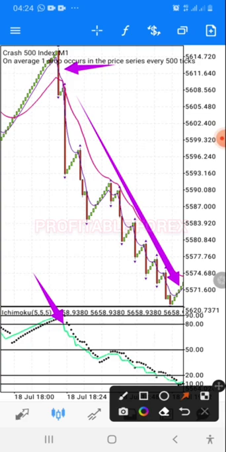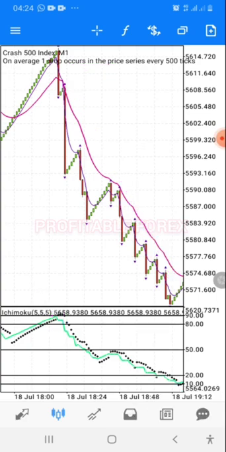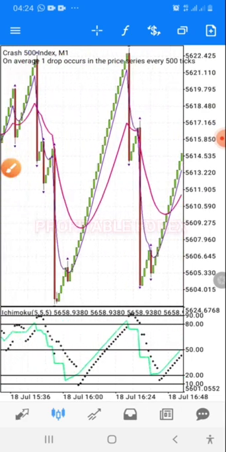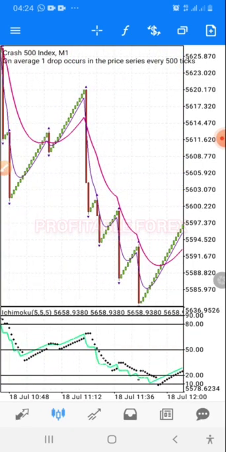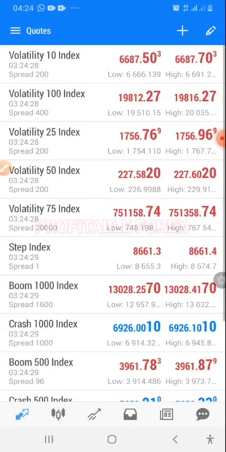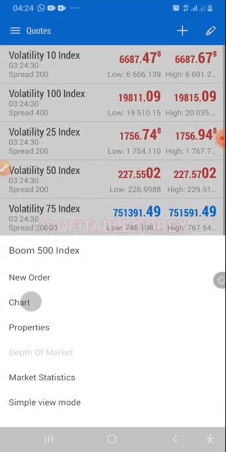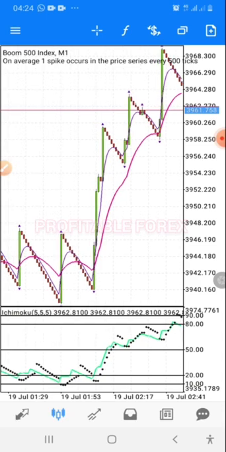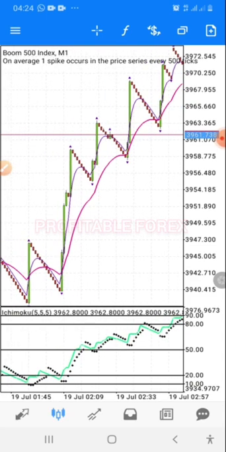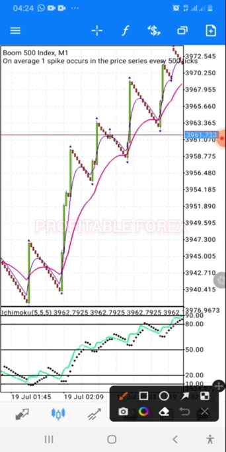So this strategy is a blast, guys. You can backtest your charts to see that these conditions are met every now and then. And also in Boom 500. So here we have Boom 500. You can see the condition is being met over here too, and you can see how many more spikes were caught here.